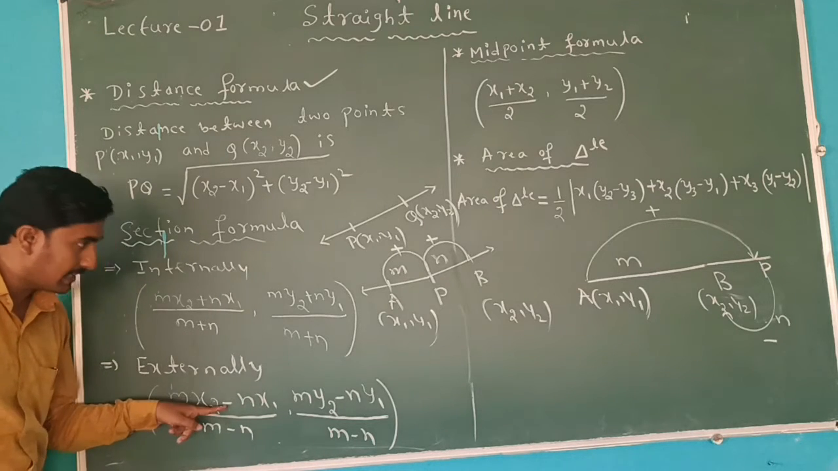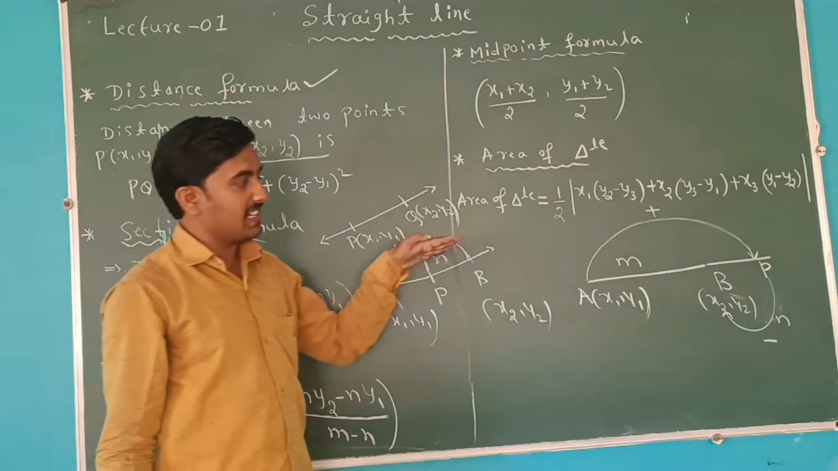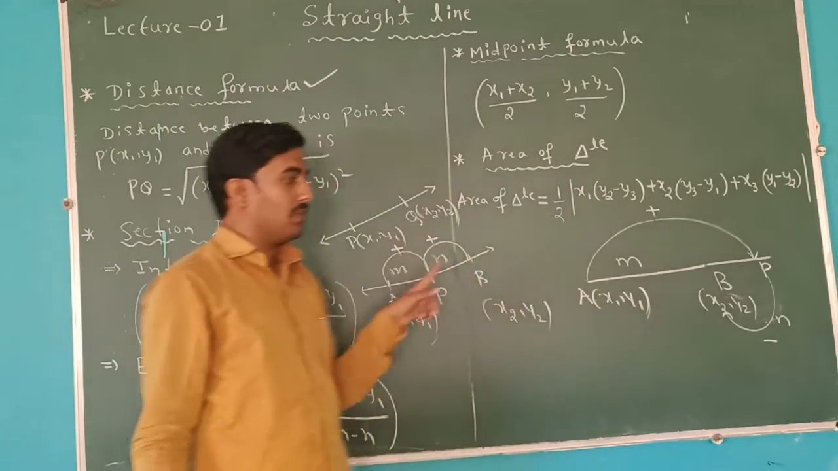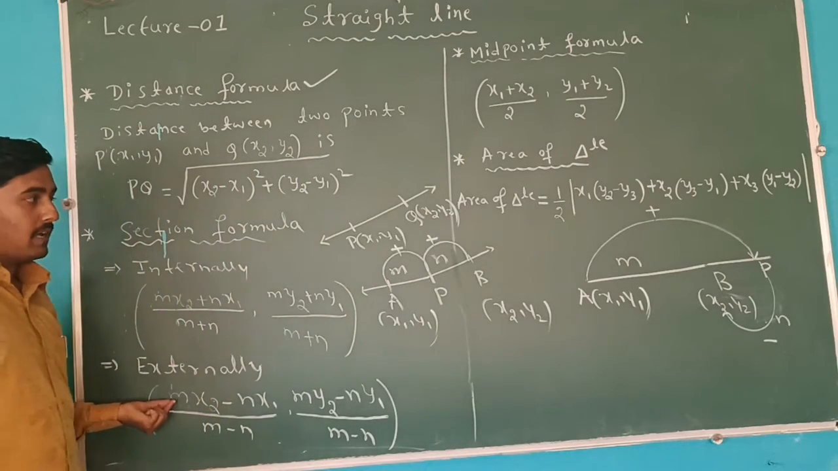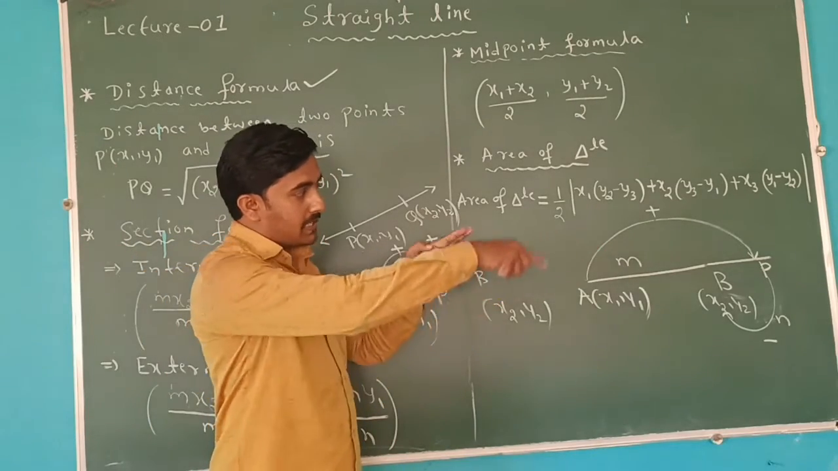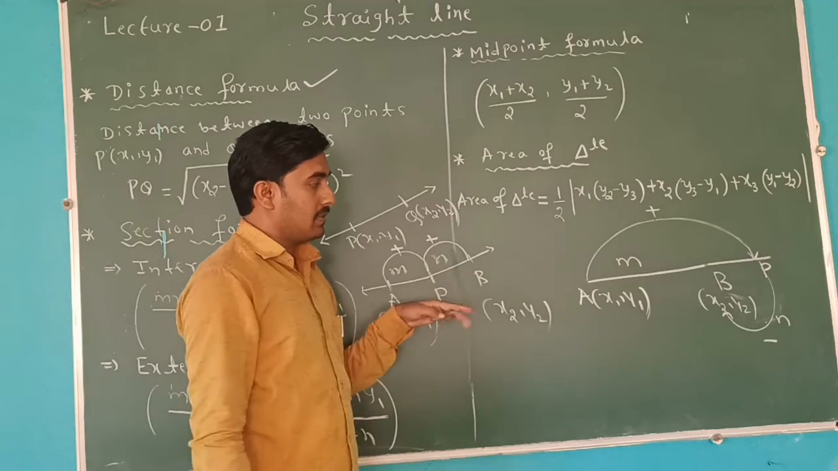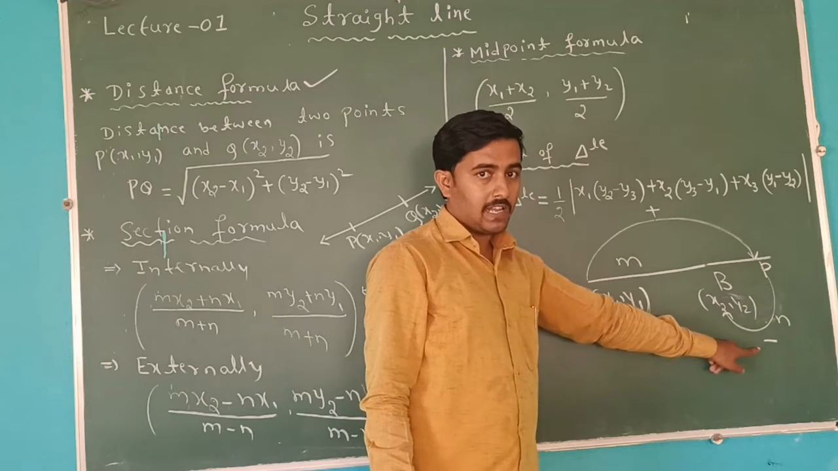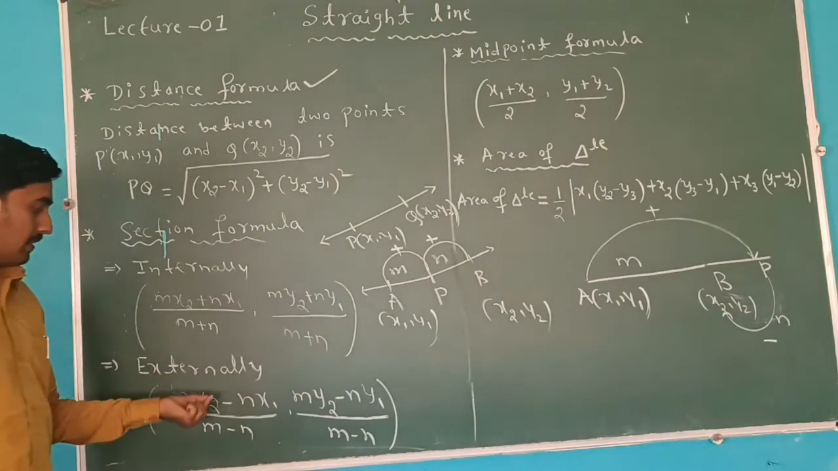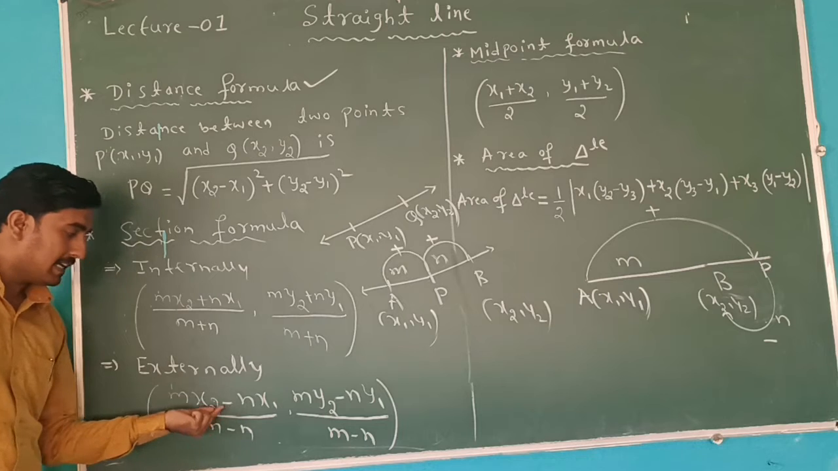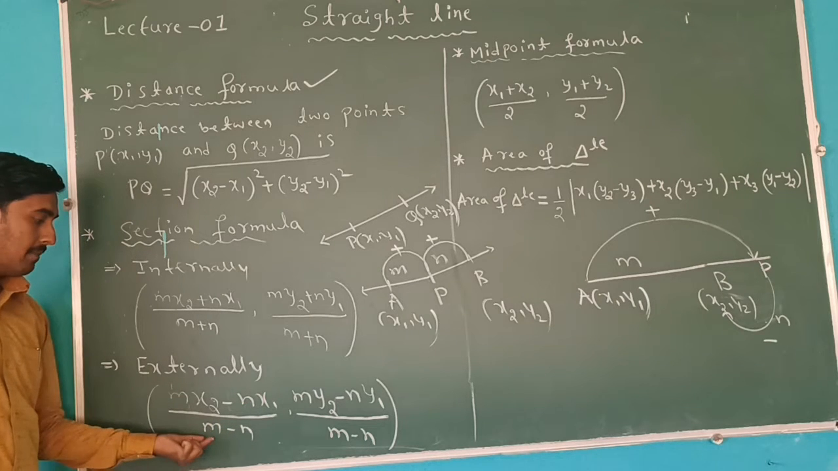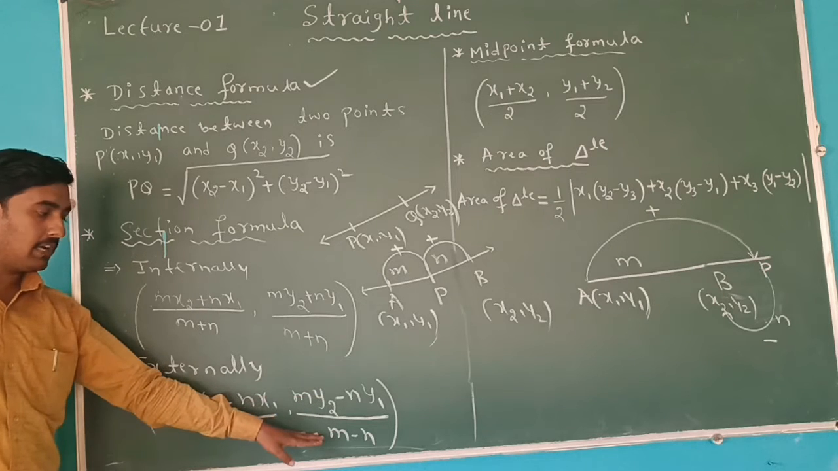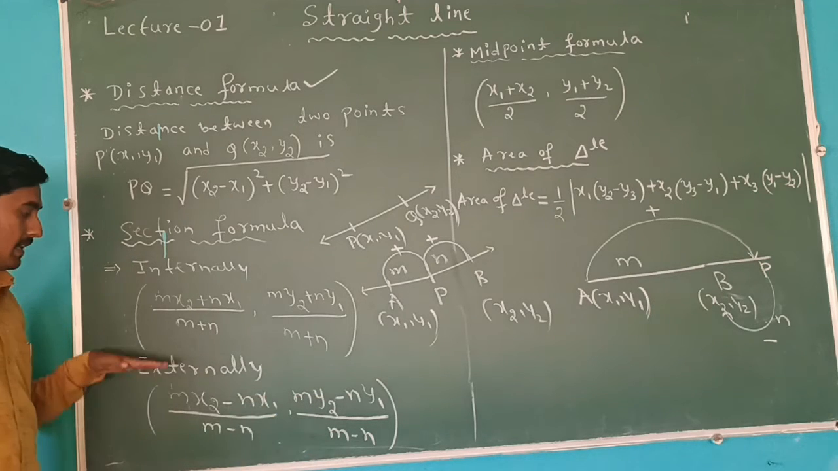Why? Because this becomes negative here, because the point is external to the line. So this is the positive direction. m is positive here, and n is in the opposite direction of m. So that's why n becomes negative here. m is positive and n is negative. So that's why this becomes (m into x2 minus n into x1) divided by (m minus n), comma (m into y2 minus n into y1) divided by (m minus n). This is when externally.